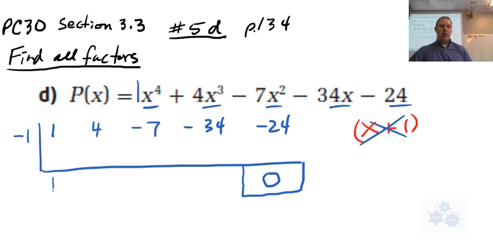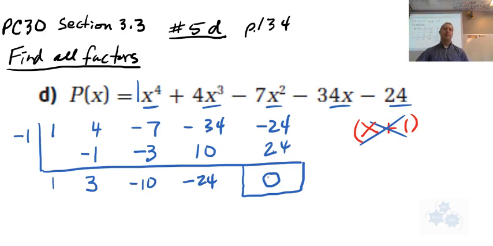Let's go. Drop the 1. Multiply. Put the product there. Now we add. And that's one complete rotation. So now we go again. Multiply. Put the answer there. Add. Multiply. Positive 10. Put it there. Add. Multiply. Put the product there. Add. Excellent. We get 0. Does everyone see that? Does everyone see how that works out?